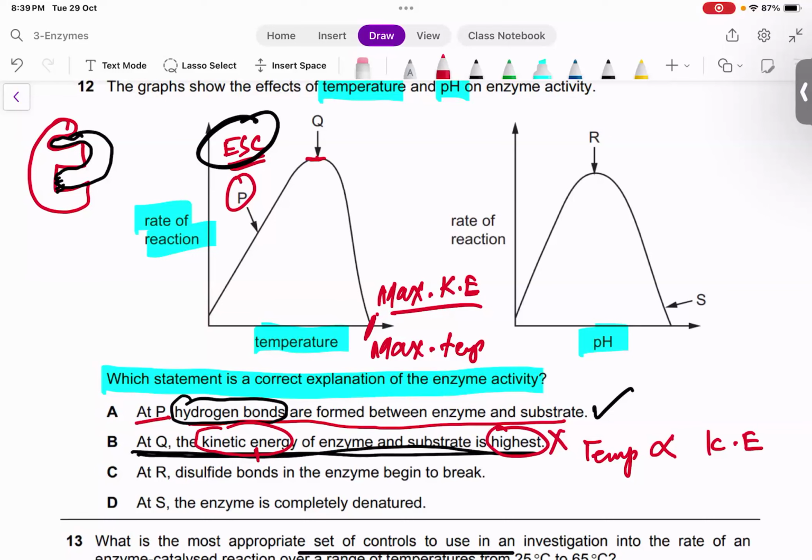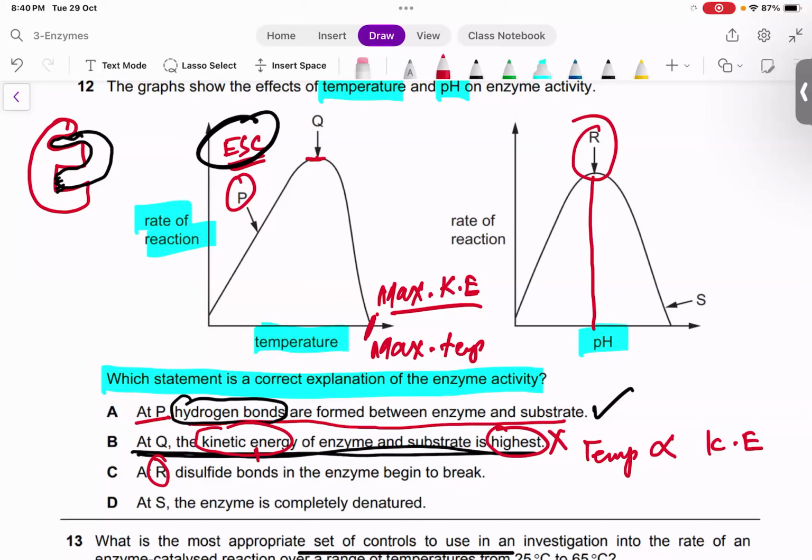At R, do disulfide bonds in enzymes begin to break? No. If the disulfide bonds in enzymes began to break, then the enzyme activity should slow down. But at this point, the enzyme activity is the maximum. So after that, maybe there are changes in the structure of an enzyme. But at this point, R, it is the maximum enzyme activity, and this is the optimum pH. So at optimum pH, there are no bonds broken down.